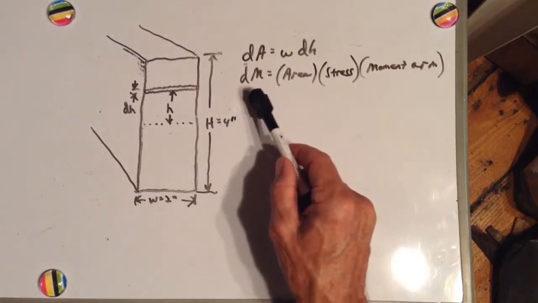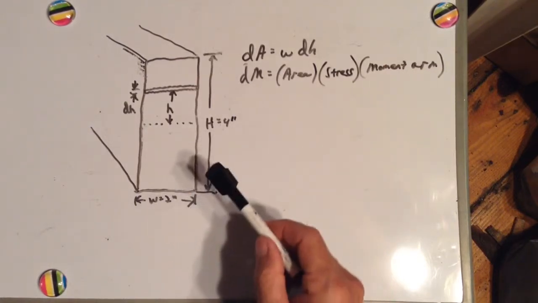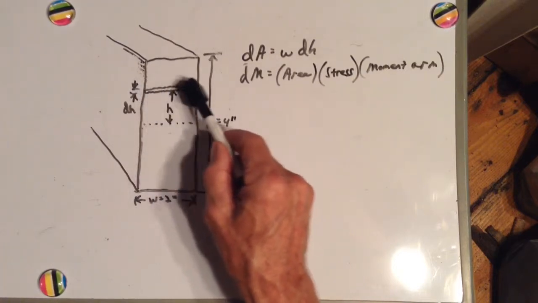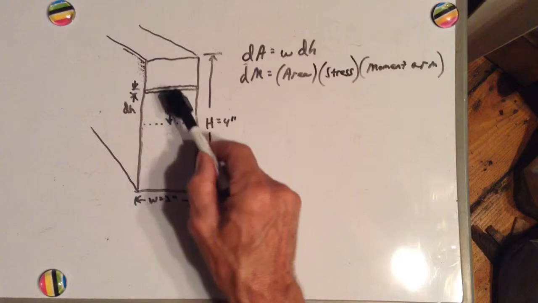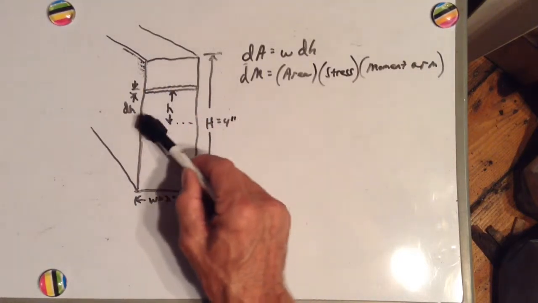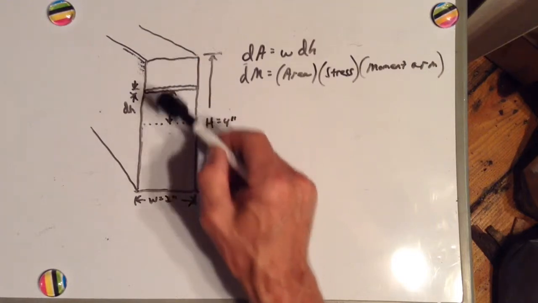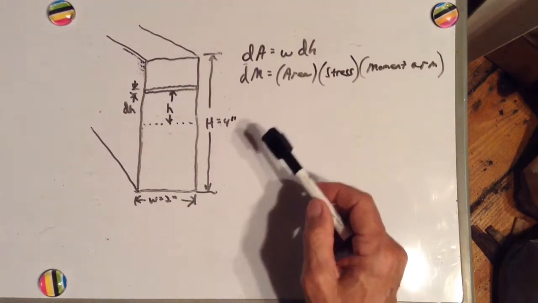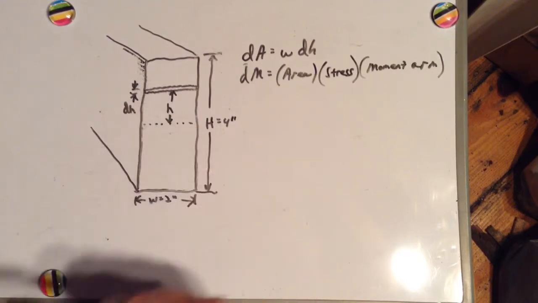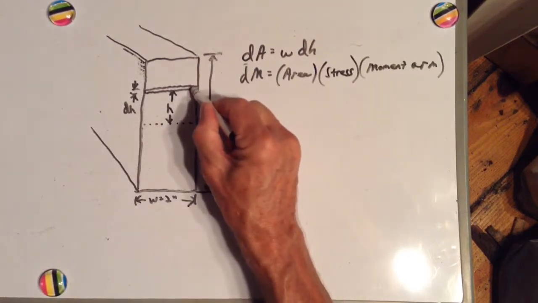Okay, so let's let dm equal our little incremental amount of bending moment attributable to this sliver that we've arbitrarily drawn there. We could draw it down here, we could draw it up there, it could be drawn anywhere between the centroid and the top of the board. Okay, dm is equal to the area of the sliver right there. Go ahead and darken it in a little.